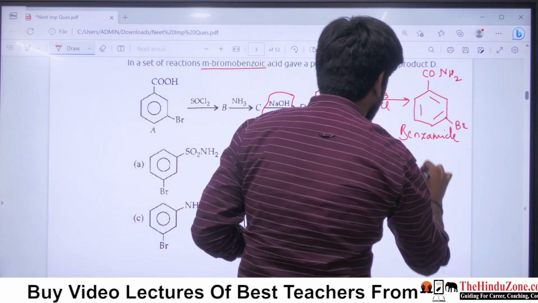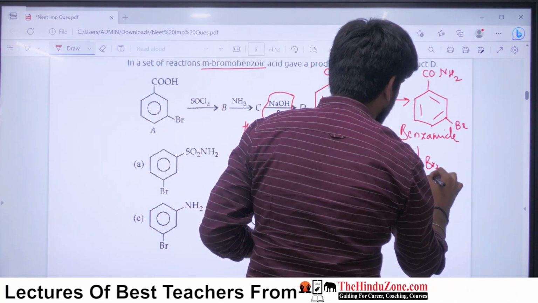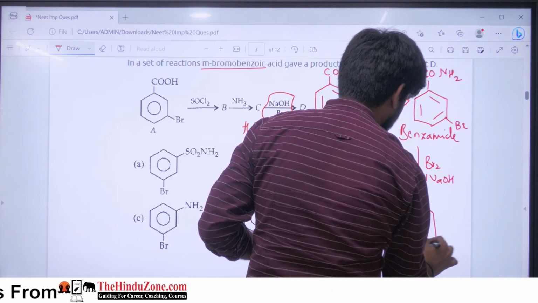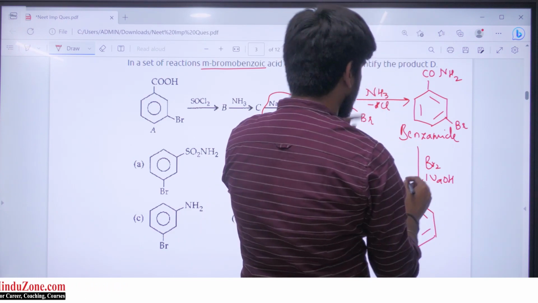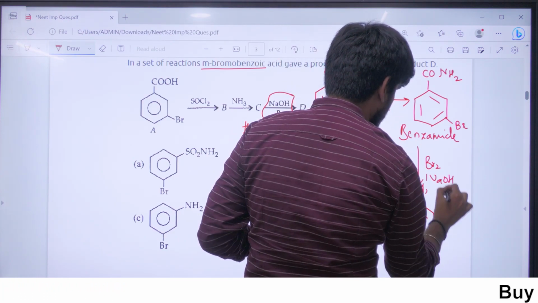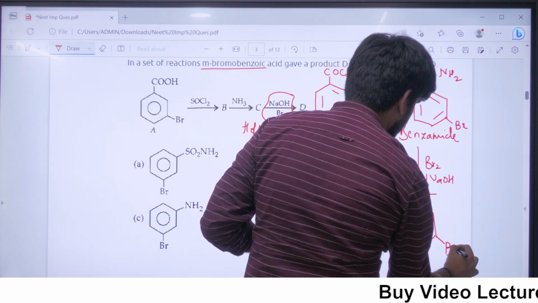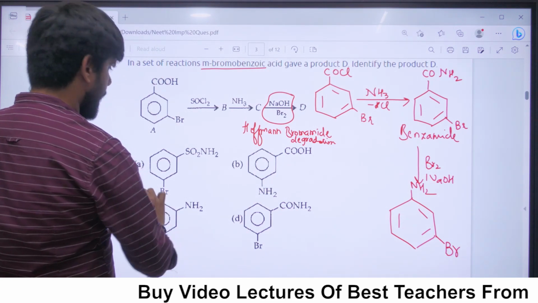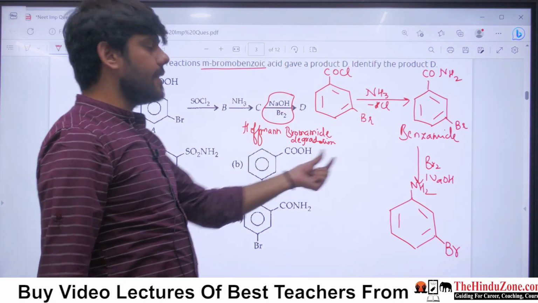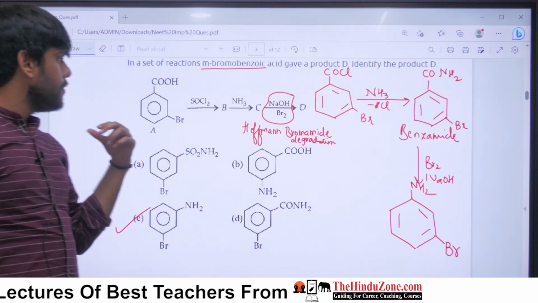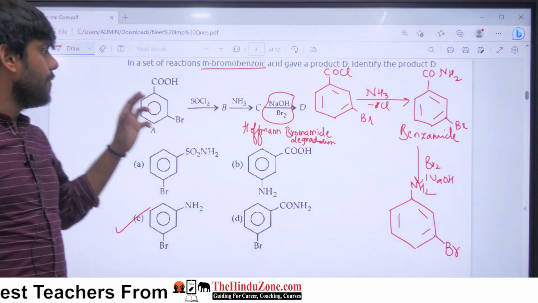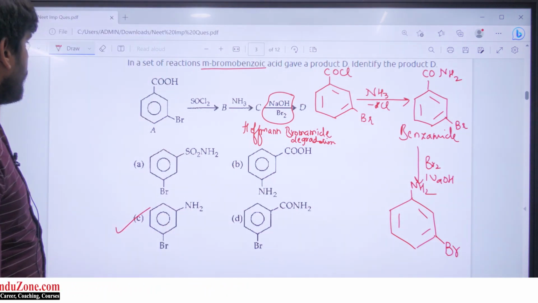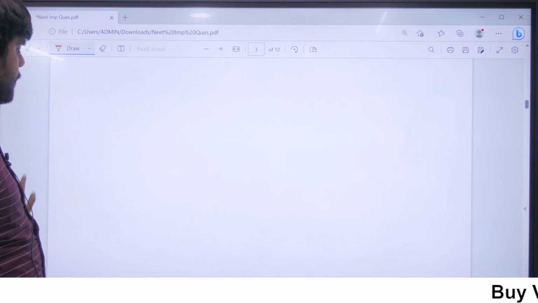So what do I have in the last step? This is bromine in the presence of NaOH, Hoffmann bromamide reaction. I end up getting something like this. This amide will convert to amine, and this Br will remain like this. So I end up getting C as the answer. I hope this is clear. So again, a good question with a series of reactions, and this is how we end up getting this product. Let us discuss the next question.